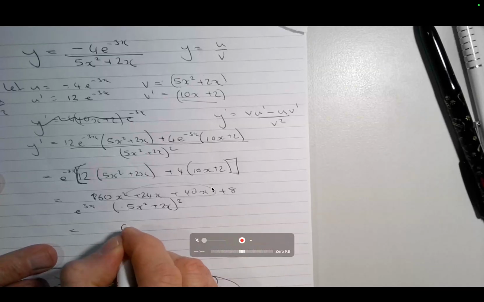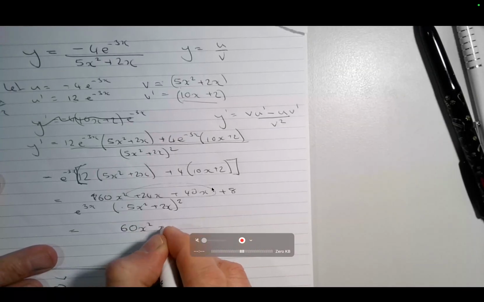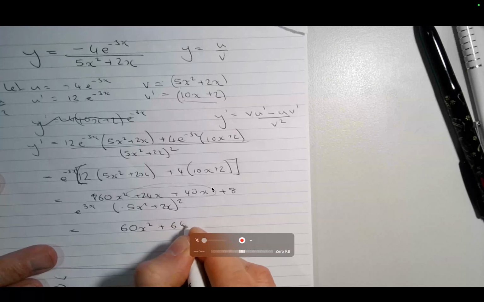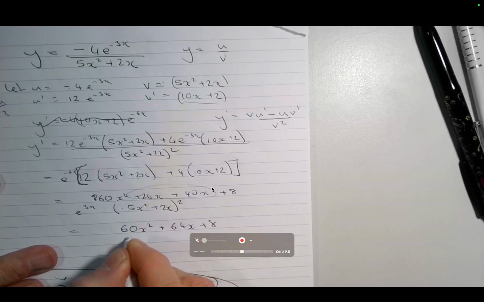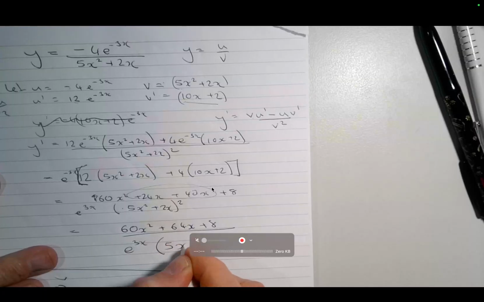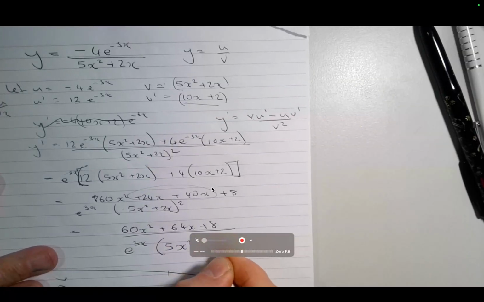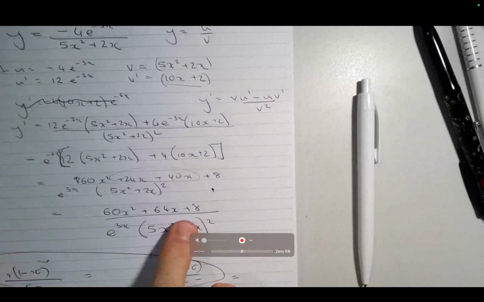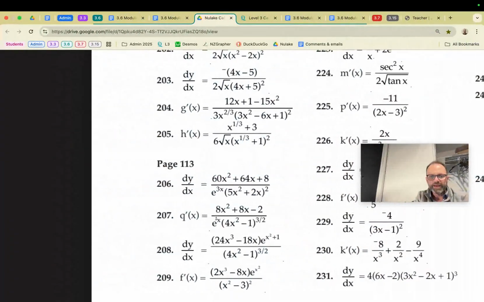Okay, this is getting messy. Apologies for this. 60x squared plus 64x plus 8 over e to the 3x times 5x squared plus 2x squared. Got there. And that is the answer.